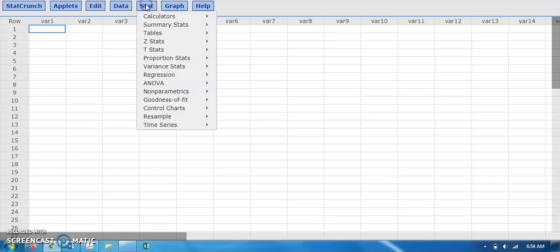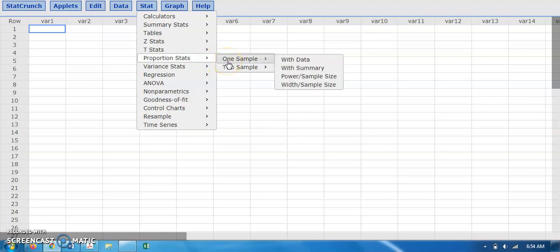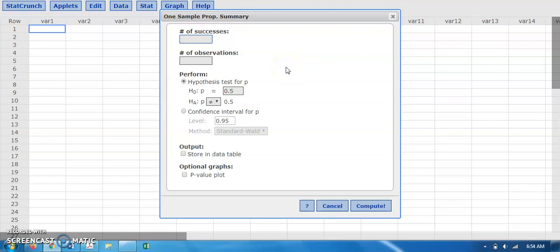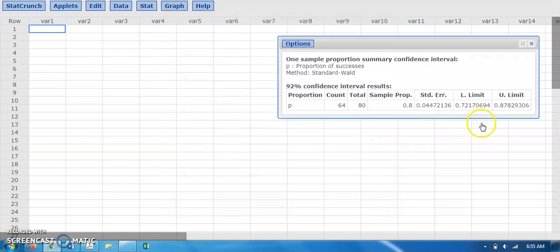So you do stat, and we're going to do proportion stat since we're given a proportion. One sample with summary, and we are looking for a confidence interval of 92. The number of successes is 64. The number of observations, or the total, is 80. And then 92% confidence interval, and then compute. And we get 0.7217, which is the same as what we got by hand, and 0.87826.